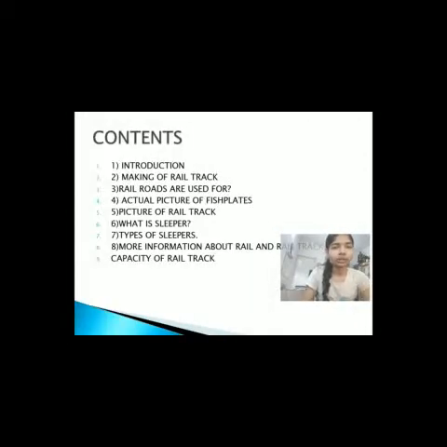So, the content of this project includes introduction, making of rail, railroads are used for, actual picture of fish plates, picture of rail track, what is sleepers, types of sleepers, more information about rail and rail tracks, capacity of rail tracks.